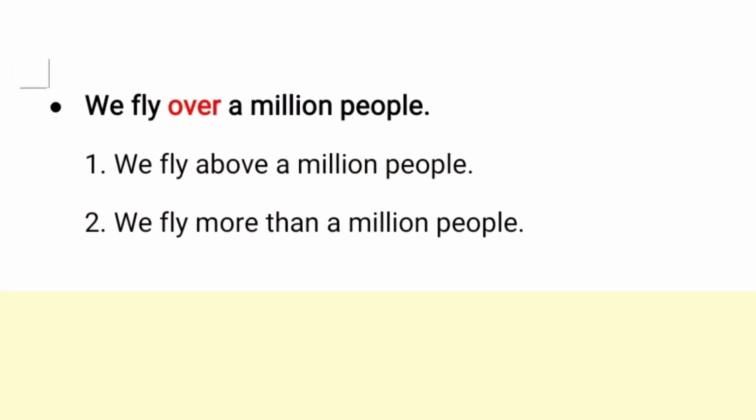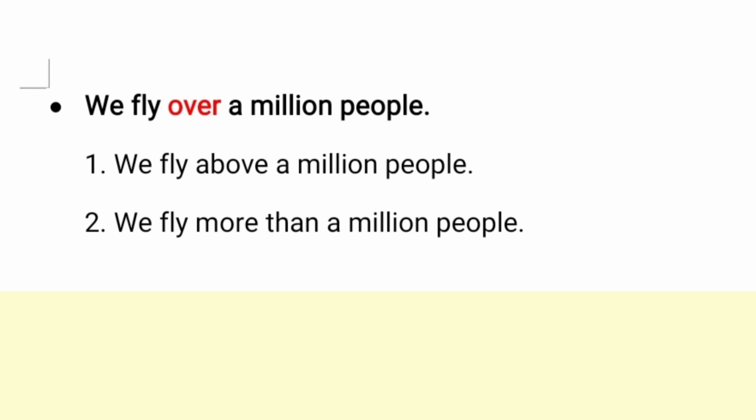Here is another example, which is a tagline of some airlines. We fly over 1 million people. Now the word fly is not ambiguous here, remember. The word over is ambiguous because it gives two meanings to the sentence. We fly over 1 million people means we fly above 1 million people. We fly high in the sky, people are below us. And how many people are there? There are millions of people. So we fly above 1 million people is the first meaning. And the second meaning is we fly more than 1 million people. We take more than 1 million people into the sky. That is also a meaning.